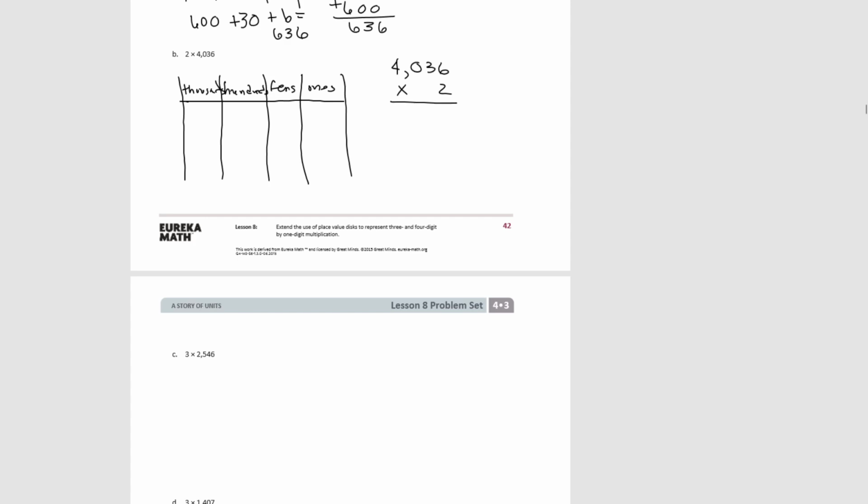So we multiply the ones first. 6 ones 2 times would be 12 ones. And let's show that as 10 and 2 ones. Next we have 3 tens 2 times, which would be 60. So let's show that here as 6 tens.